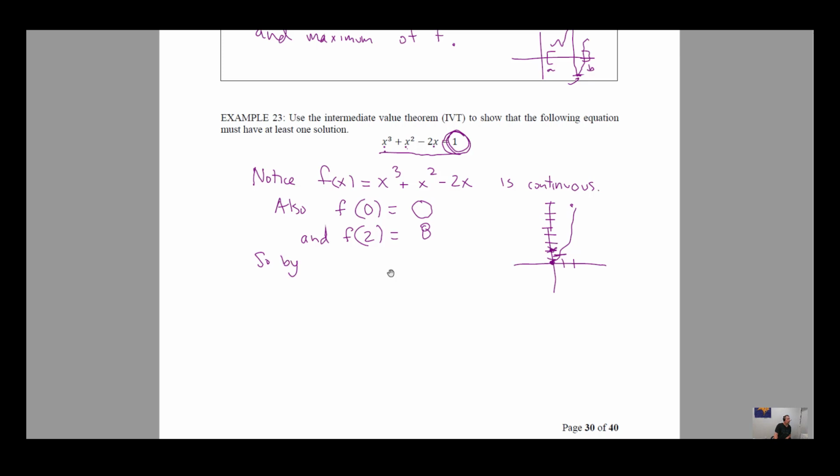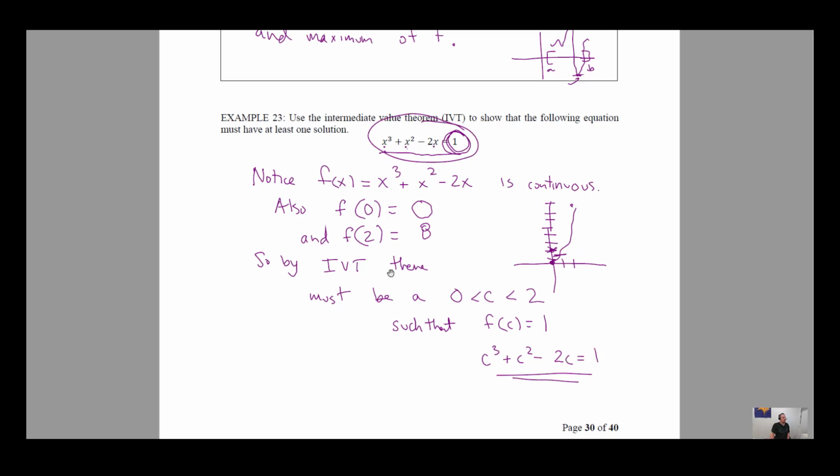So, by intermediate value theorem, there must be a value of c, let's say a c between 0 and 2, I don't know where it is exactly, but it's somewhere between 0 and 2, such that f of c is equal to any output that I want between 0 and 8. In particular, it's equal to 1. In other words, c cubed plus c squared minus 2c would be equal to 1, which is exactly what we wanted. So that is MWO for life.